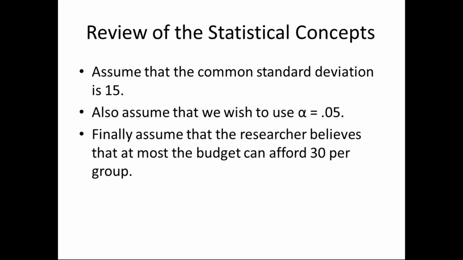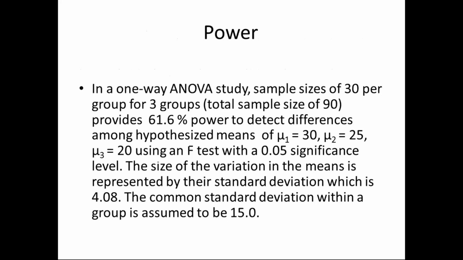Going through what we've done before. Assume the common standard deviation is 15. For ANOVA, you've got to assume every group has the same standard deviation. If you violate that assumption, you cannot use ANOVA. So that's got to be stated in your calculation. Common standard deviation, type 1 error rate. Again, assume the researcher believes that at most the budget can afford 30 per group. Okay, well then it's the same thing.